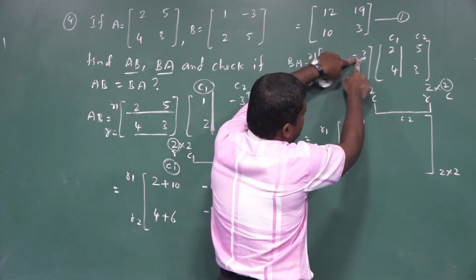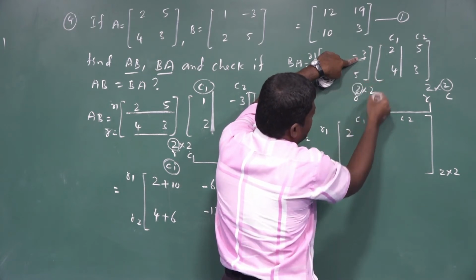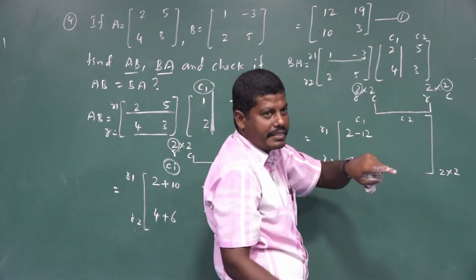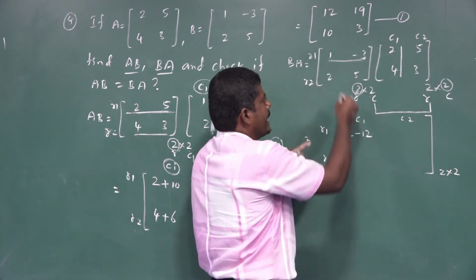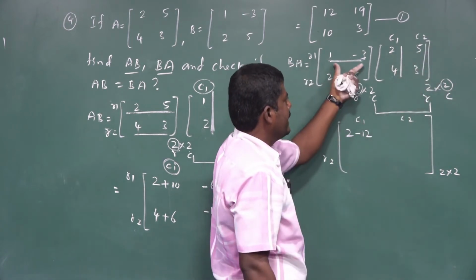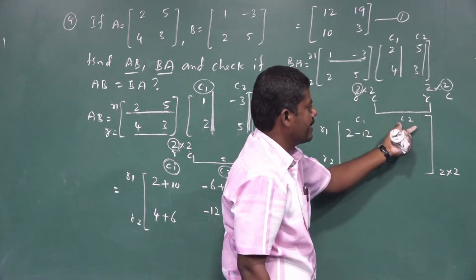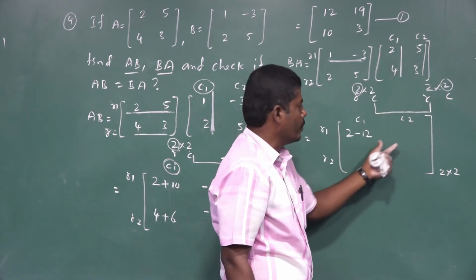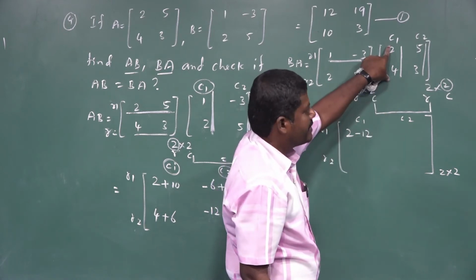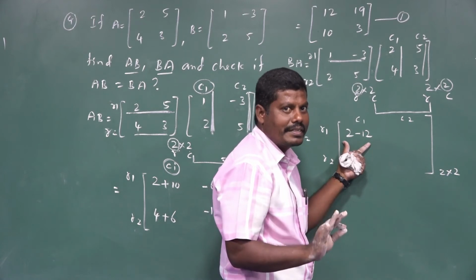Here you take the second element, here also you take the second element. So minus 3 multiplied by 4 is minus 12. So the first column is over, you leave it. Same first row, you take the same first row and second column. This result you write in the second column. Understand? 2 elements are there. Already these 2 elements are over. So the first column is over.